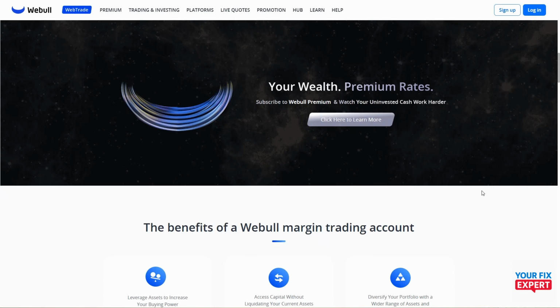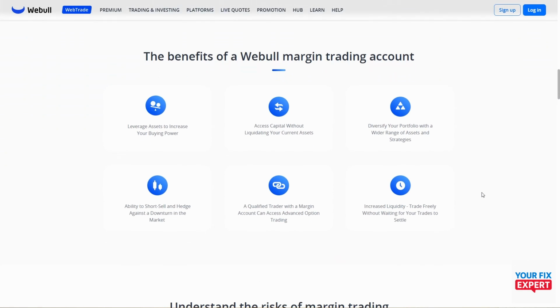Next up, we have minimum equity requirements. A minimum of $2,000 in cash or marginable securities is required to open and maintain a margin account. Next, we have short selling, where eligible securities can be shorted, allowing you to profit from declining stock prices.